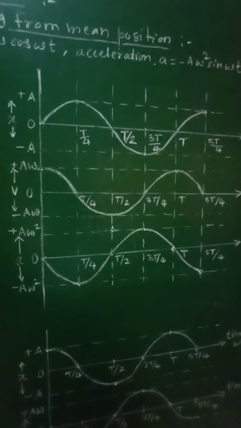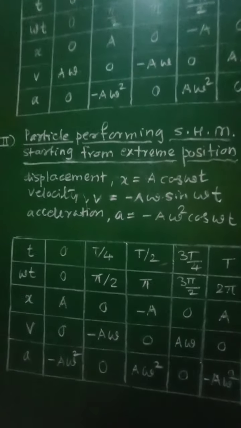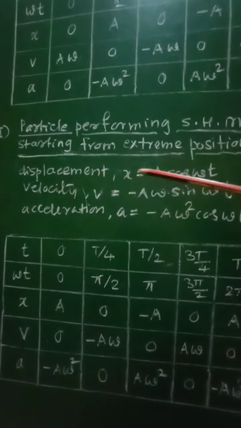Similarly, in the second case, we can consider the particle performing SHM starting from the extreme position. Now, if the particle starts its motion from the extreme position, at that time we are having the equations for displacement, velocity and acceleration as x equal to a cos omega t, v equal to minus a omega sin omega t, and a equal to minus a omega square cos omega t.